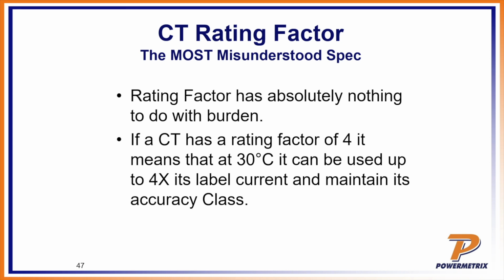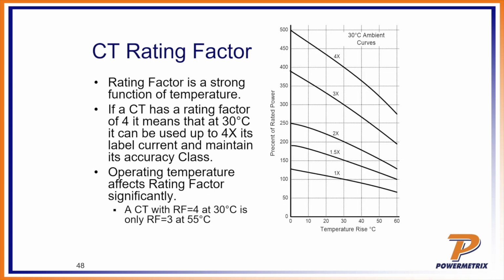Now the CT rating factor, this is the most misunderstood spec. The rating factor has absolutely nothing to do with burden. If a CT has a rating factor of 4, that means that at 30 degrees C, which is the same as 86 degrees Fahrenheit, it can be used up to 4 times its label current and maintain its accuracy class. So if it's a 100:5 CT, like we said before, 4 times 100 is 400. So it could be used up to 400 amps at 30 degrees C and maintain its accuracy class.